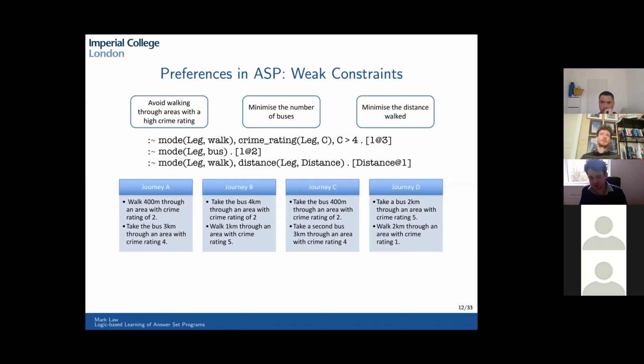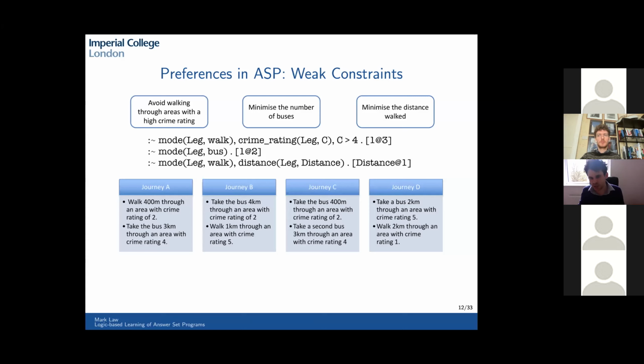And the third one says that we want to minimize the total walking distance of the journey. These are ordered in terms of priority, which means that the first preference is infinitely more important than the second, meaning that we try to resolve that first and we only consider the lower preferences if we have two journeys that are equal with the higher preferences.